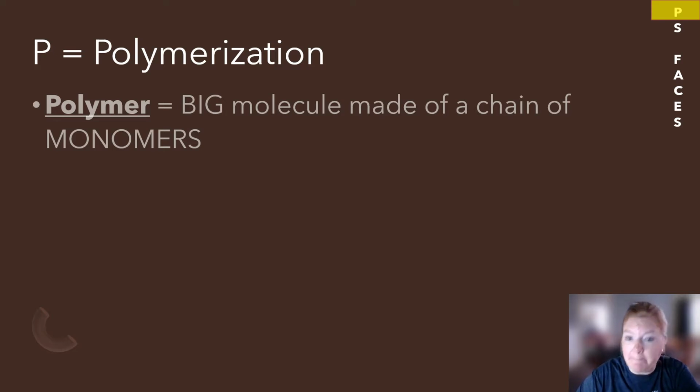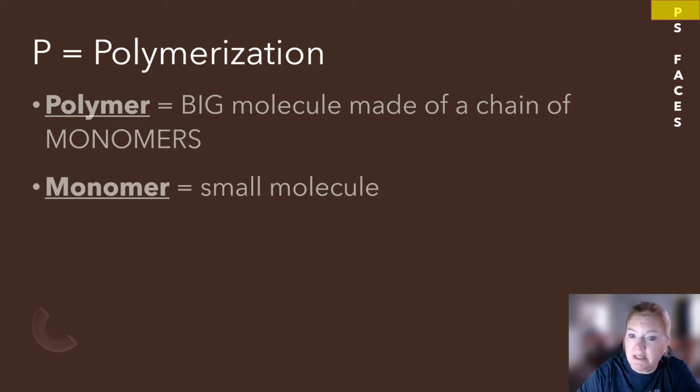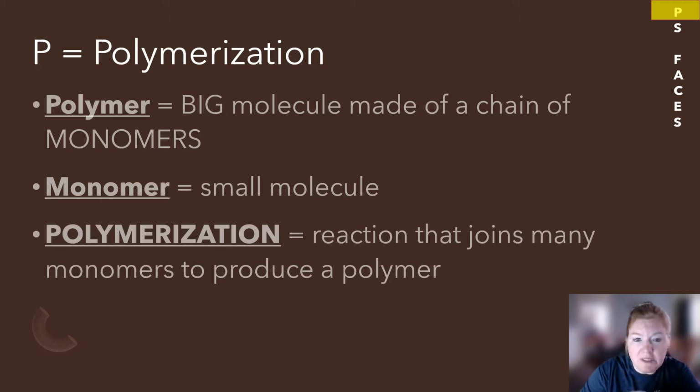A polymer is a big, giant, huge chain made up of monomers. So what's a monomer? Well, it's a little molecule. So you take a little molecule and attach it to another little molecule and then do that hundreds or thousands of times, and then you get a polymer. So polymerization is a reaction that joins many monomers to produce a polymer.